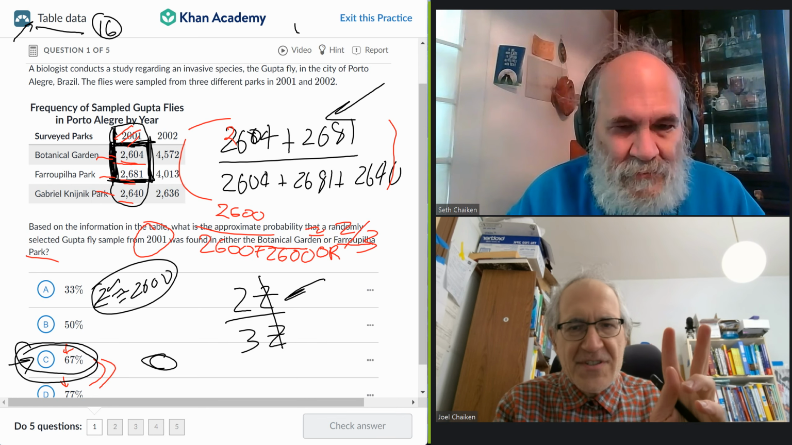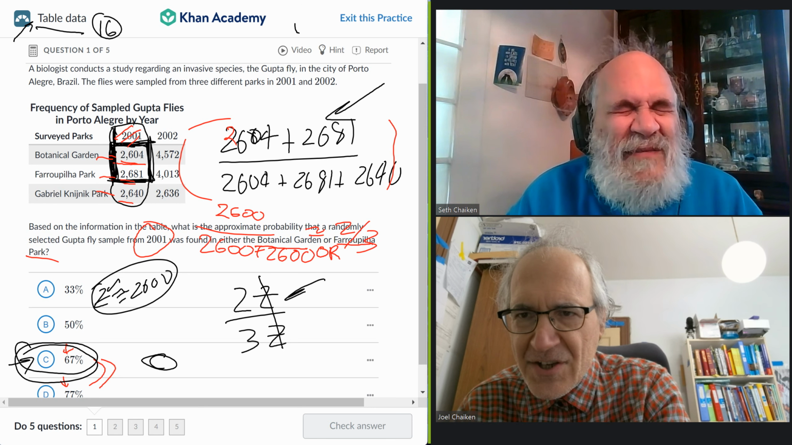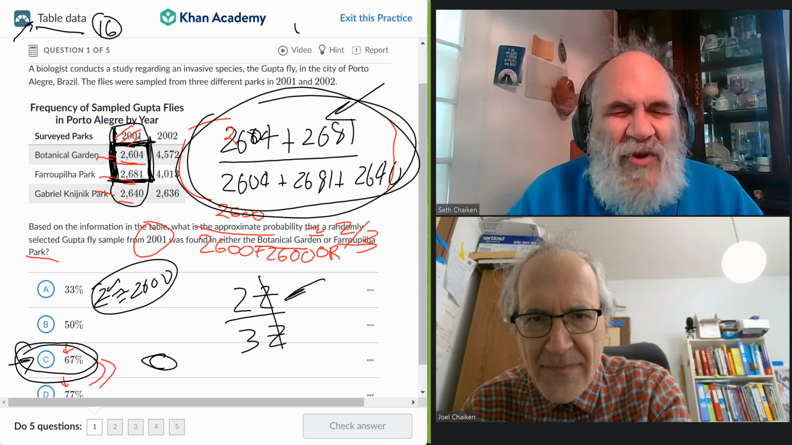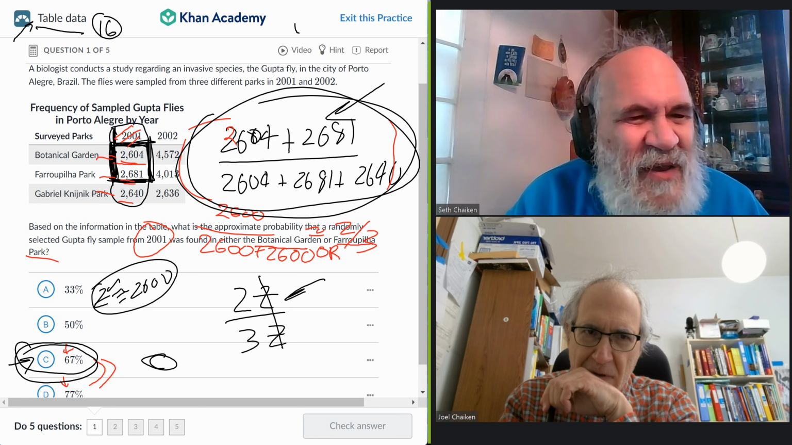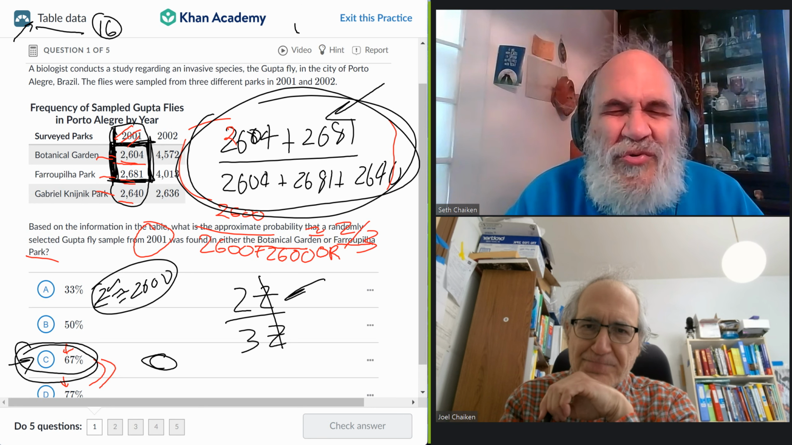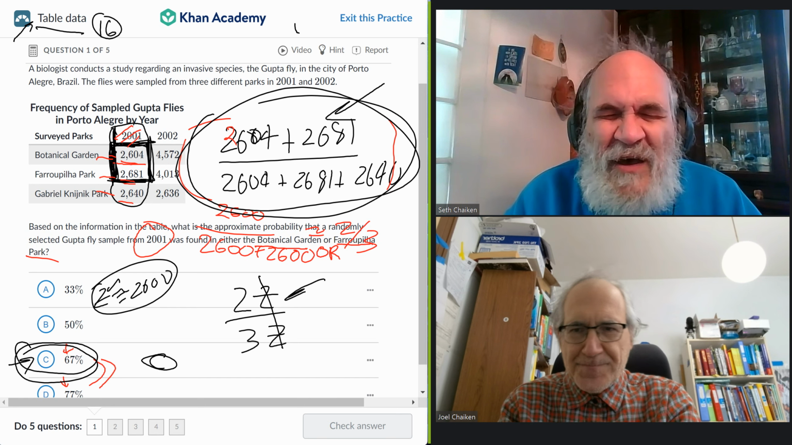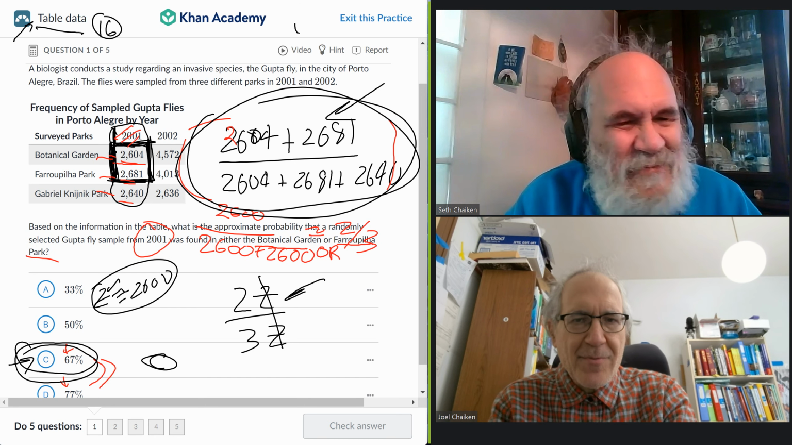But there are 2 components to this question. One component is you've got to know what probability means, you've got to know what they're asking, and how to set up this ratio. You also have to know to restrict your calculation of the probability to the 2001 data. In other words, ignore the 2002 data. So that's the substantive part of the problem.